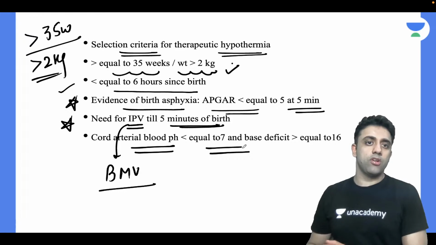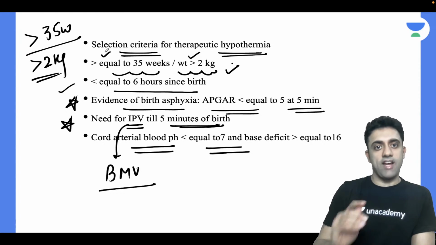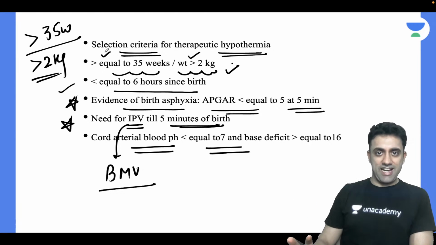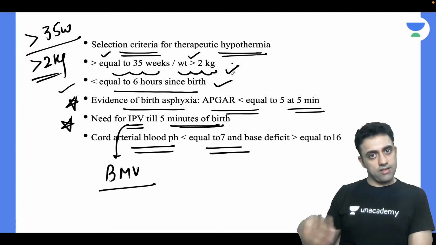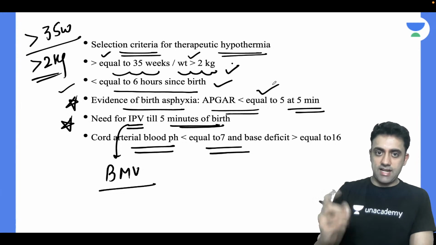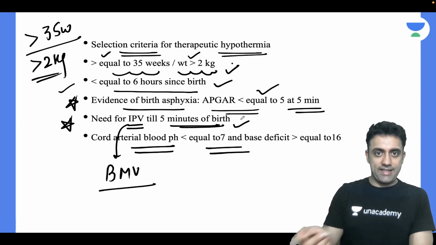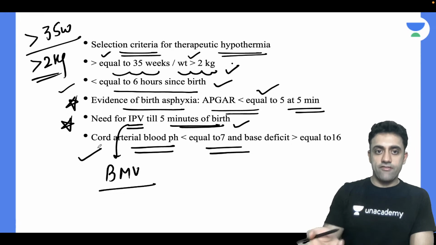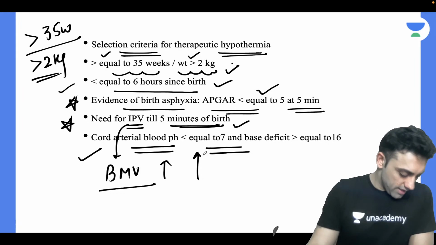Which babies will I put on hypothermia? Just remember, babies who are more than 2 kg and more than 35 weeks can go for hypothermia. Those who are less than or equal to 6 hours since birth, I can start them. Whose Apgar was less than 5 at 5 minutes, I can start them. Those who needed bag and mask for 5 minutes after birth, I can start them. And again, as a definition, ABG with pH less than 7, that also we can start.